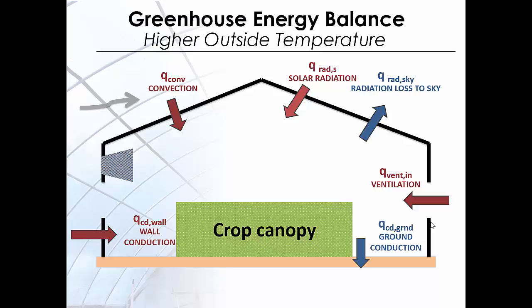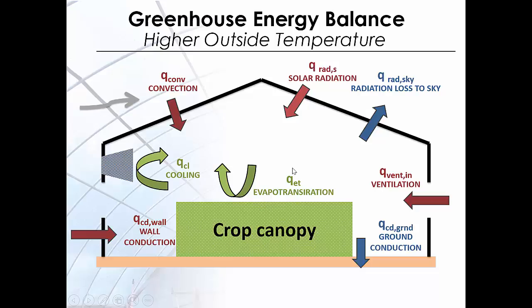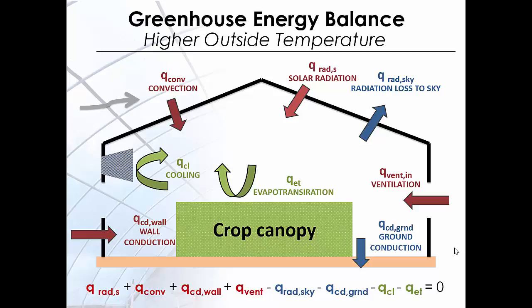Some of the energy losses will include radiation to the sky, as well as energy losses to the ground due to conduction. The system will also be affected by the greenhouse cooling process and the energy related to that, as well as the evaporative cooling of the crop evapotranspiration. So in this case, when we observe higher outside temperatures than greenhouse air temperature, at steady state, we can write an energy balance for the greenhouse system, including all the energy gains and energy losses of the system.